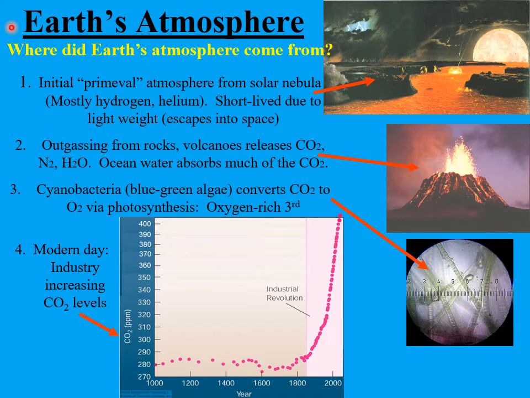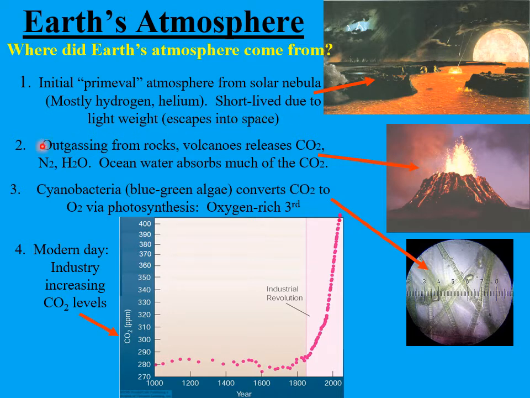The next thing we can talk about is Earth's atmosphere. Where did Earth's atmosphere come from? Well, Earth's atmosphere underwent several different stages of evolution. The early Earth had an initial or primeval atmosphere that came from the solar nebula itself, but that was mostly hydrogen and helium, which are the two lightest gases. So these gases would have escaped from Earth's atmosphere very early on.